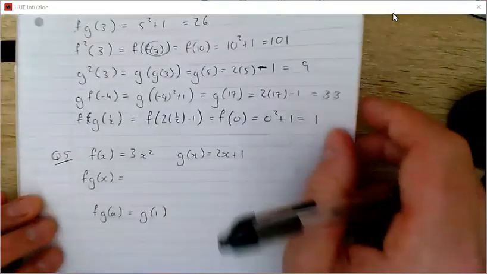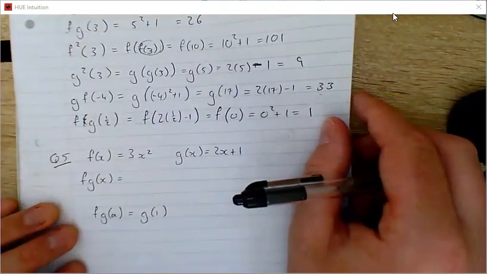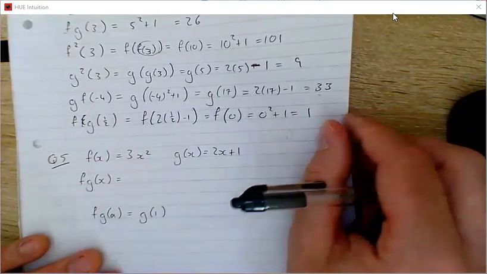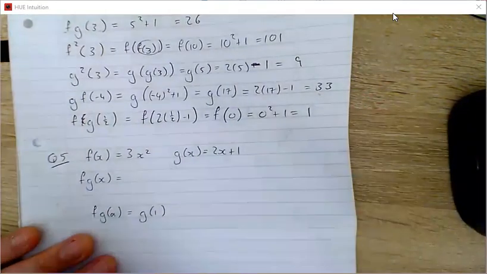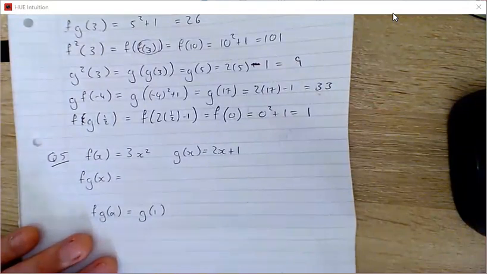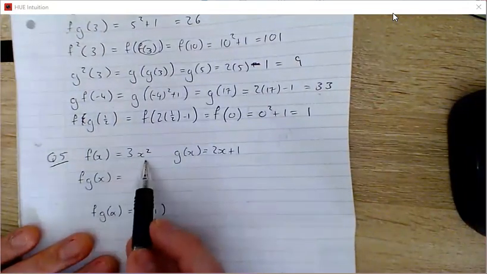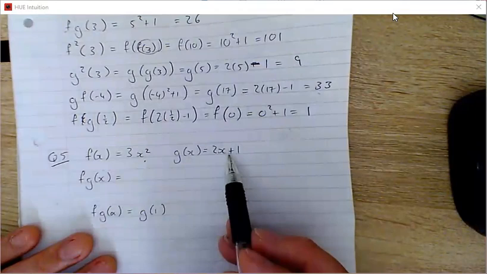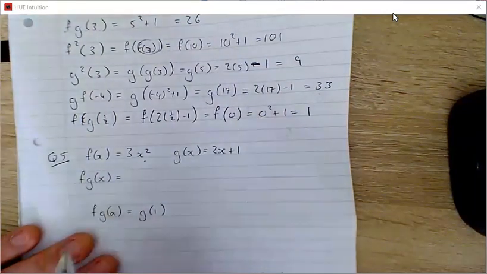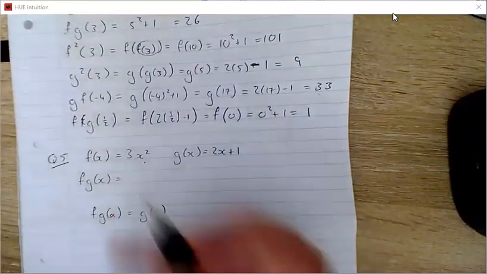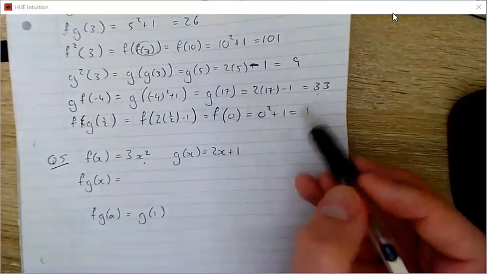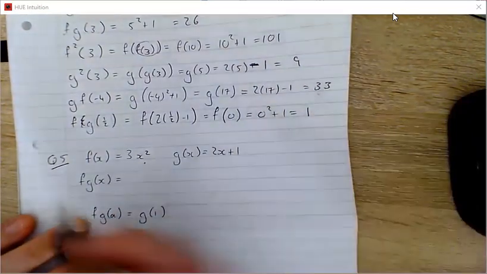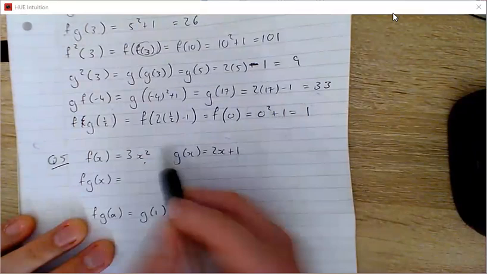Okay, so that's the notation. That's more or less what this whole exercise is about, knowing to use that notation properly and what it means. Question 5 asks, if f of x is 3x squared and g of x is 2x plus 1, find f of g of x. Okay, so rather than finding a number here, we're going to find a function, but it's the same idea. Plug g of x into f of x.